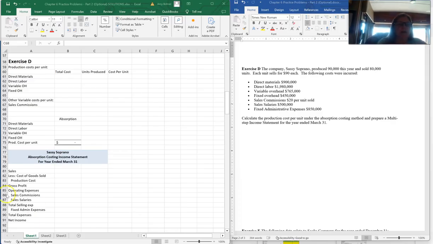Okay, so I've already got over here in Excel all the things that we need, so let's plug in the amounts that they gave us. Direct materials was 900,000. Direct labor was 1,980,000. Variable overhead was 765,000. Oops, one too many zeros. And fixed overhead was 450,000.